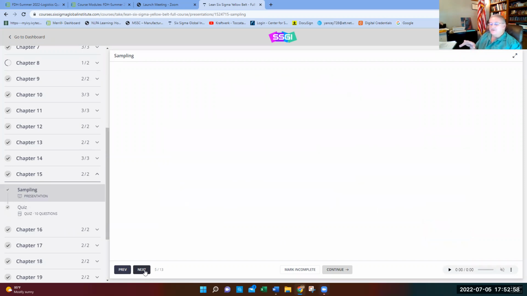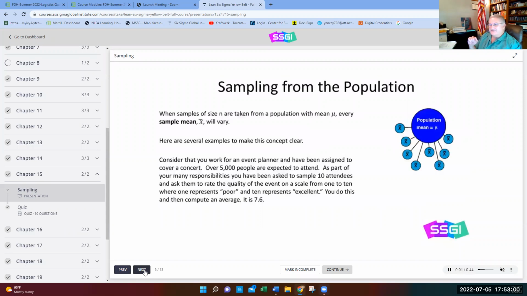They show you the math. They don't require you to do the math in this. So that's always good. So this is all these different samples coming under one population. And this is talking about working to be an event planner, 5,000 people attend, and part of your responsibilities, you've got to go sample 10 people. Each one of these x's out here is 10 people coming out of the gates. And then you're going to say, hey, how did you like it? Poor to excellent, 1 to 5. And the average is 7.6.